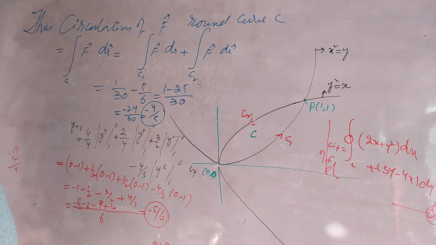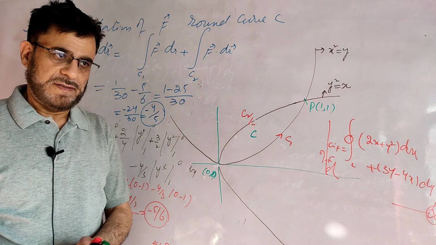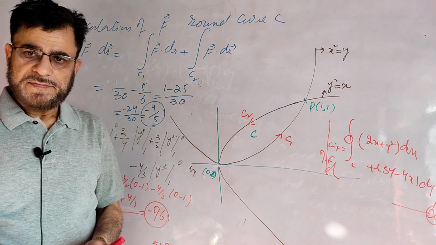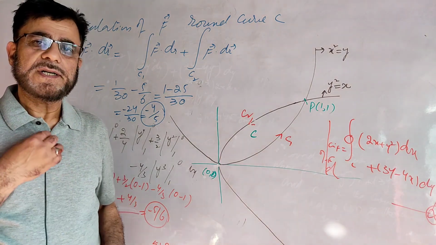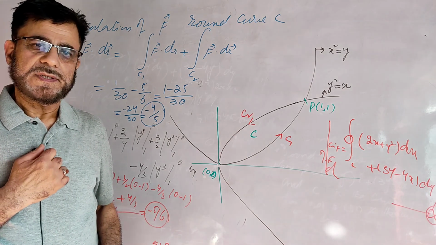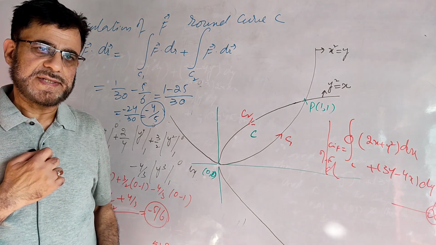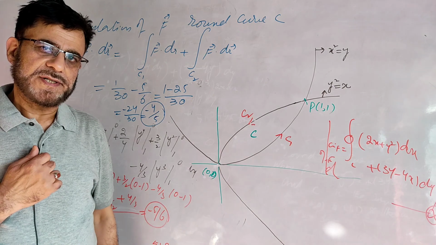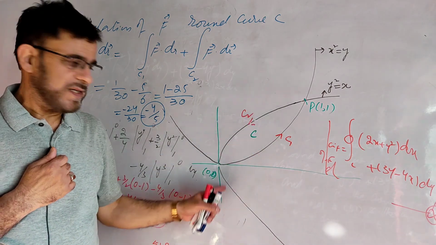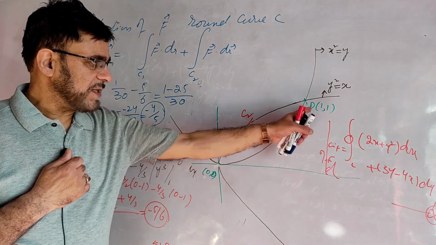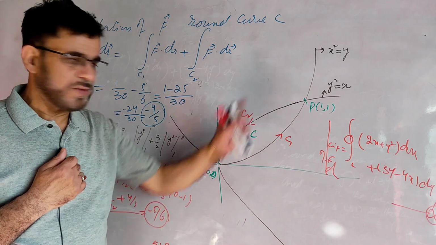This is how we find out the circulation when we have the curve which is connected by two curves. When two curves intersect, we have to find out the circulation. Then we use two parts separately. One circulation along this part plus circulation along this part gives the whole circulation.